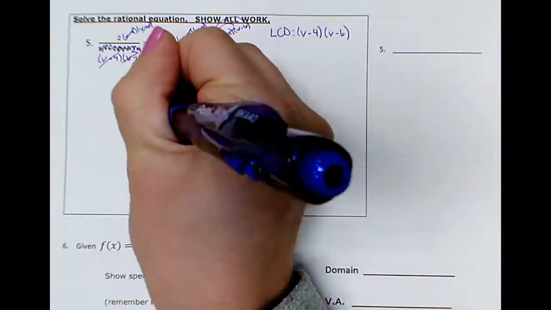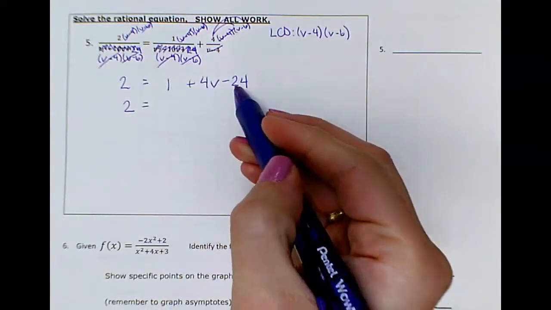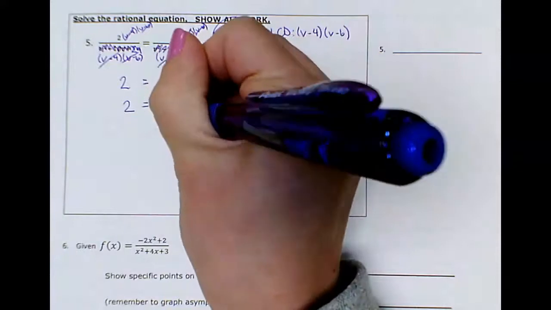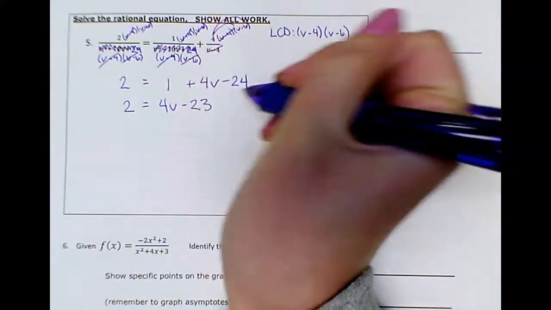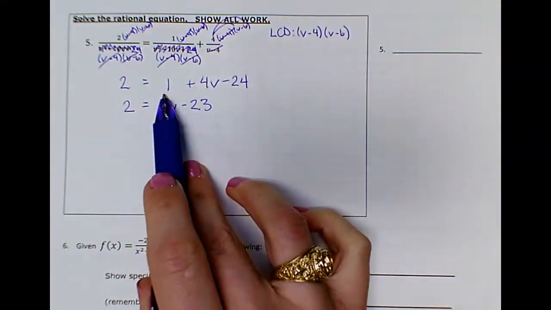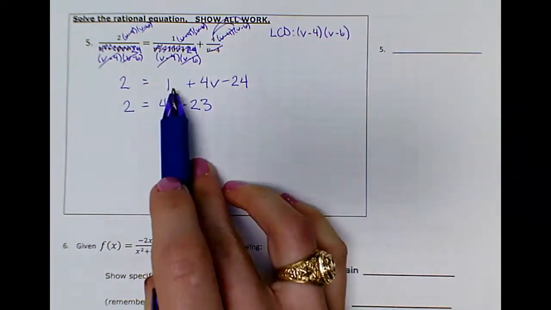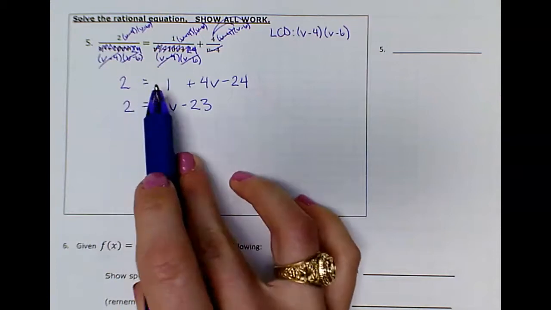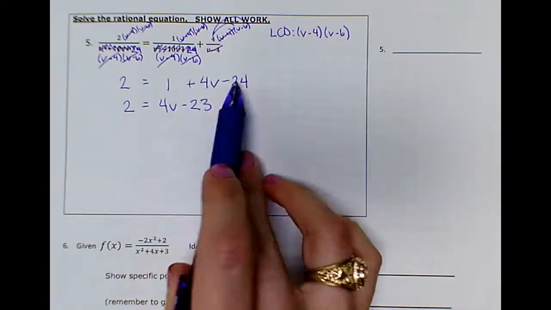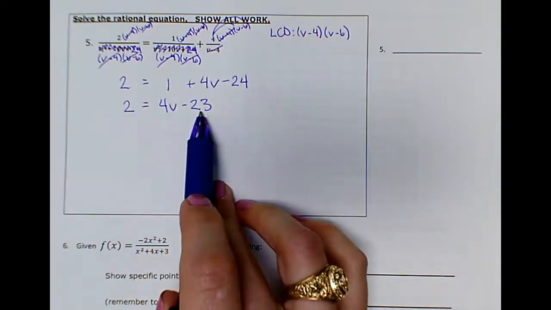So I'm going to combine my like terms. 1 and negative 24 is negative 23. Keep in mind that I didn't do like minus 1 and minus 1. We only do inverse operations when we're moving things to the other side of the equal sign. If they're on the same side, we just combine them. 1 minus 24 is negative 23.